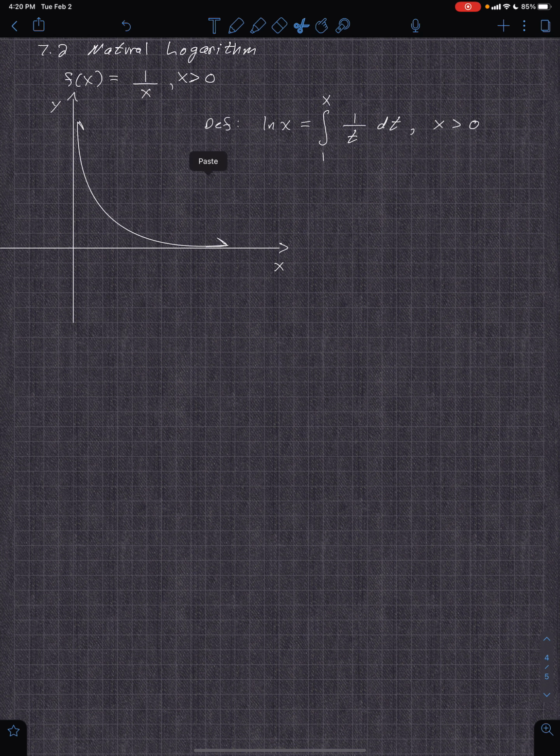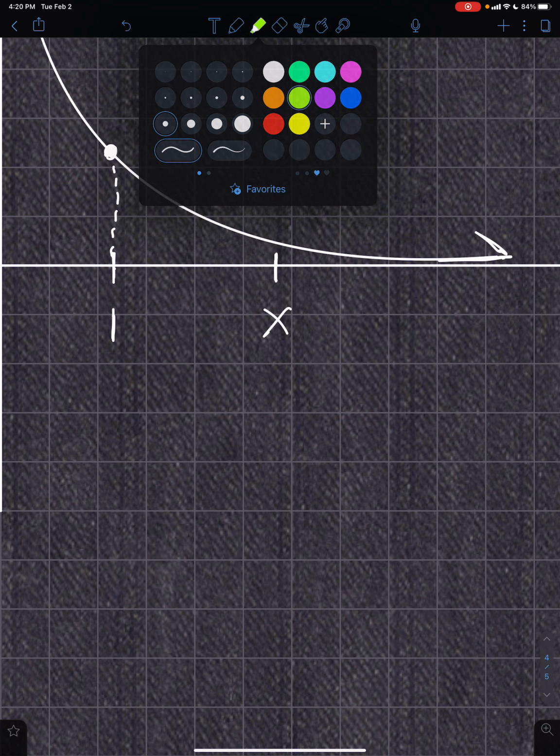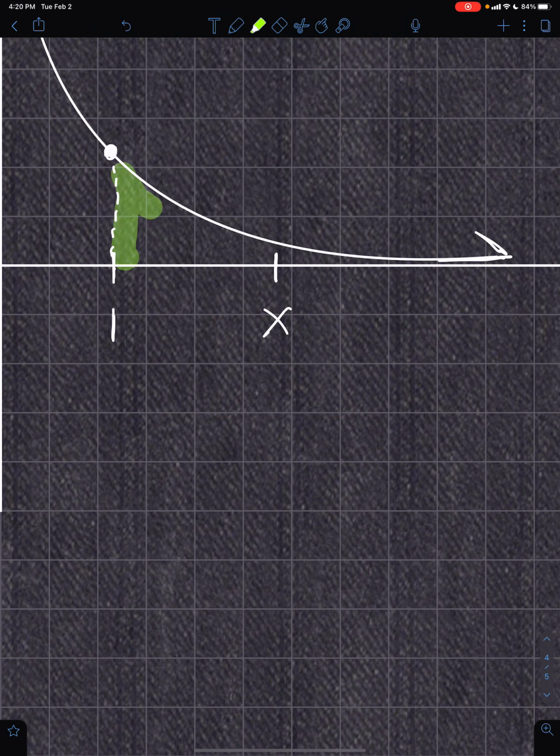For the number e, we would go from 1, so 1 would be about here because it's symmetric, right? So 1 would be here, and then x would be here, wherever x is. When you are calculating that, that's basically area. That's area in this region.